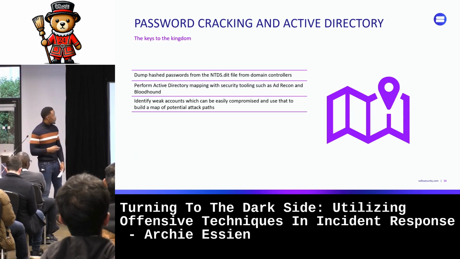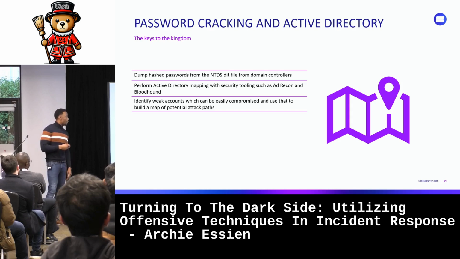The final example that I'm going to run through is the context of it: dumped password hashes from the ntds.dit file on the domain controllers and performed Active Directory mapping with security tooling such as AD Recon and BloodHound. Identify the weak accounts within there that could allow it to be easily compromised, with the fact that the threat actor was able to map out the network and gain an idea of where to get to. So most likely the DC was what we're targeting in that instance.